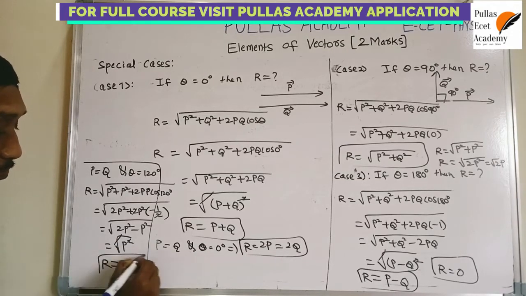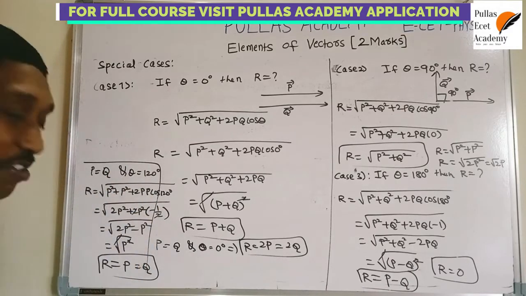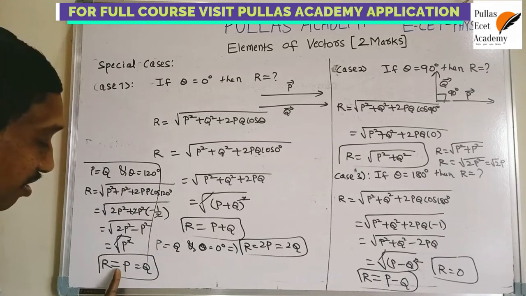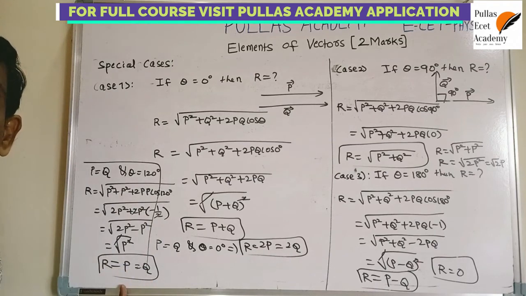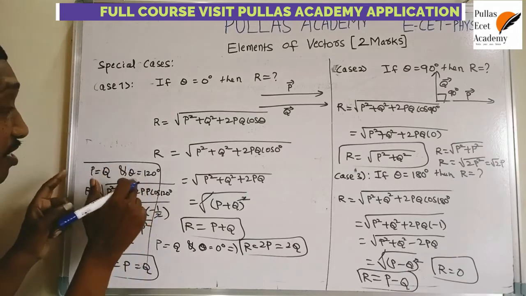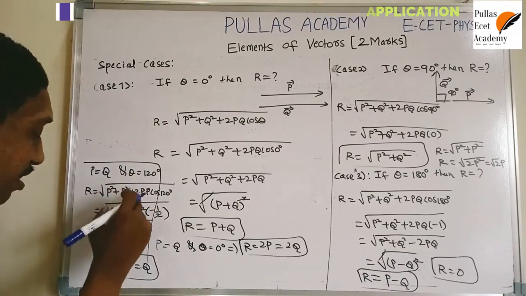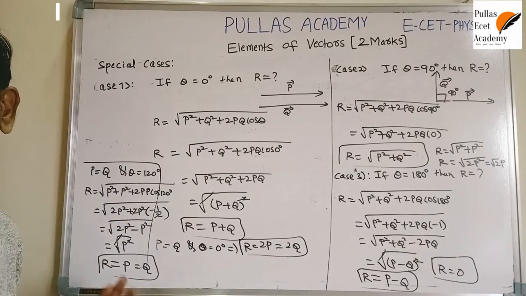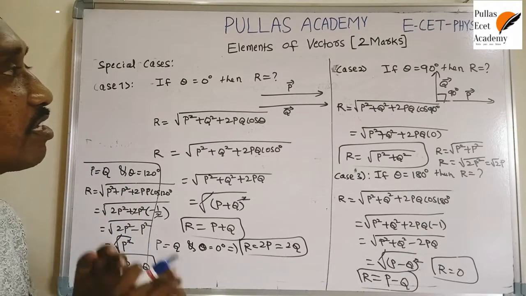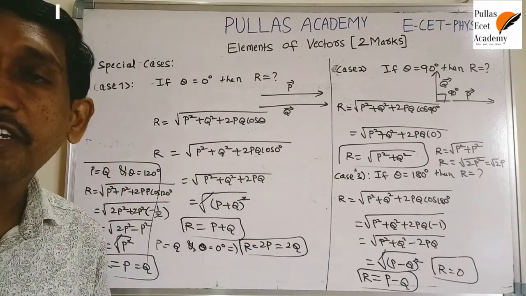That means if you have two equal vectors at 120 degree, the resultant vector is also equal to these two vectors. It is similar to the P bar vector magnitude and Q bar vector magnitude. So this is one more case here. If you have two equal vectors at 120 degrees, the resultant vector is also equal to the given vector. So these all are the special cases. Students should focus on all these special cases.